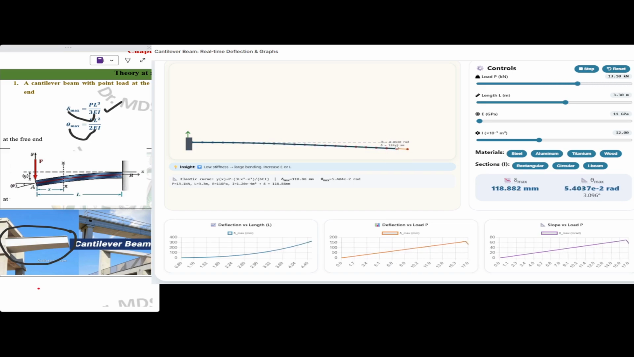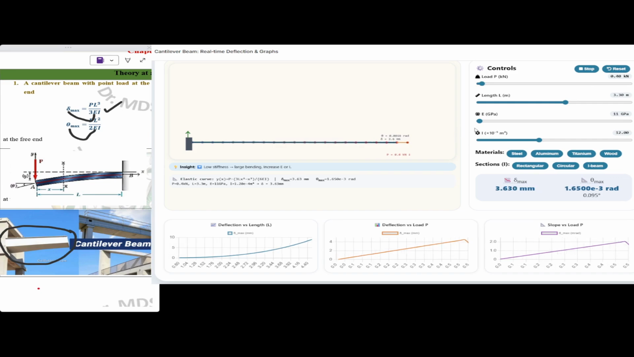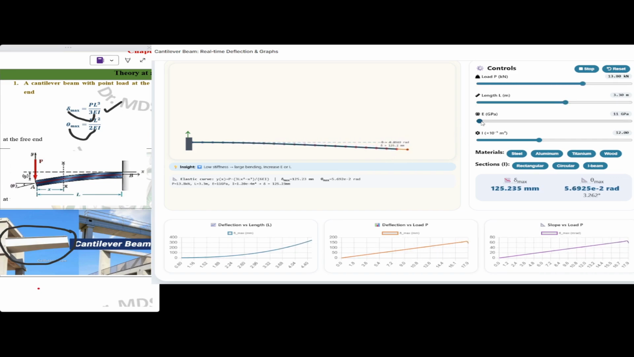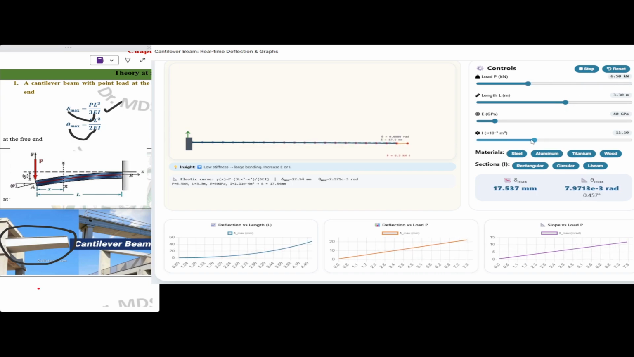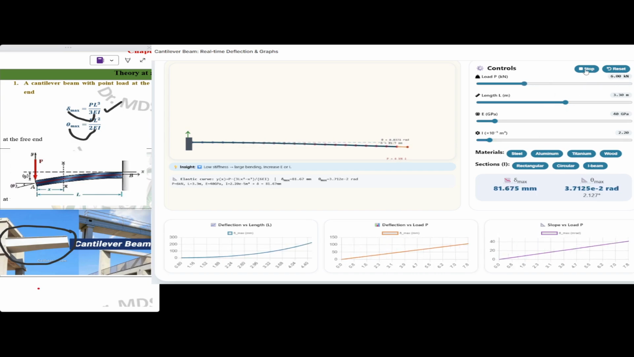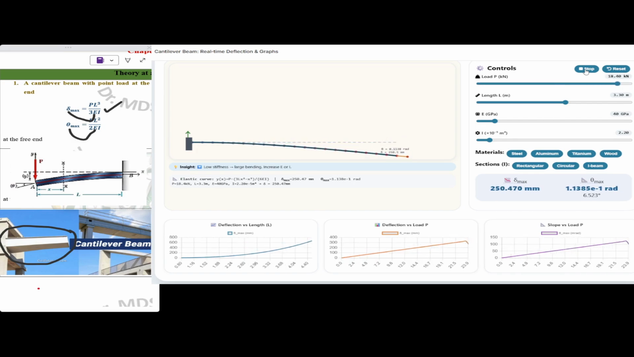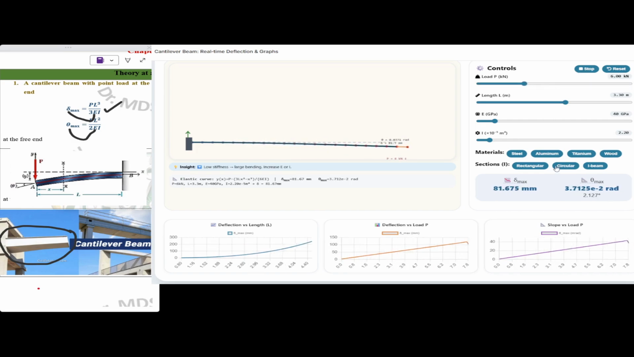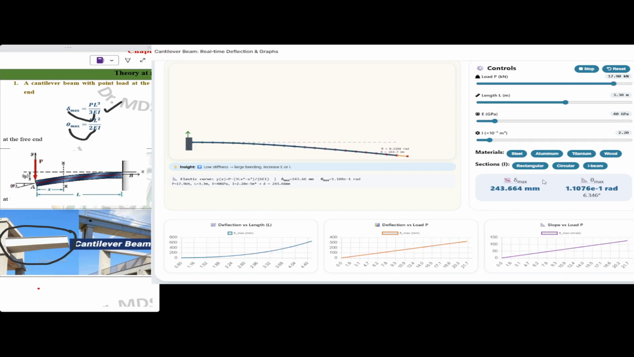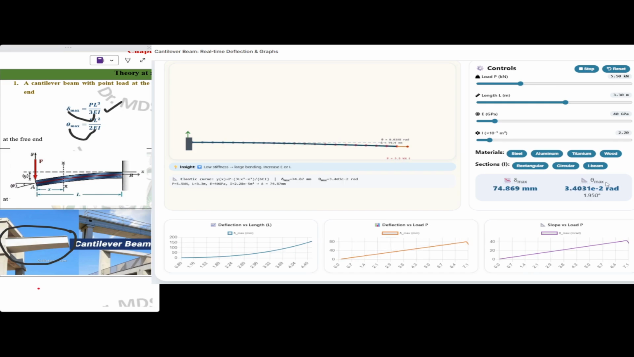Okay, play it in auto mode. See here, in real time you can see the deflection change as you change the E value. Play in auto mode. As you change I, in this way you can see how the deflection and slope values are changing.